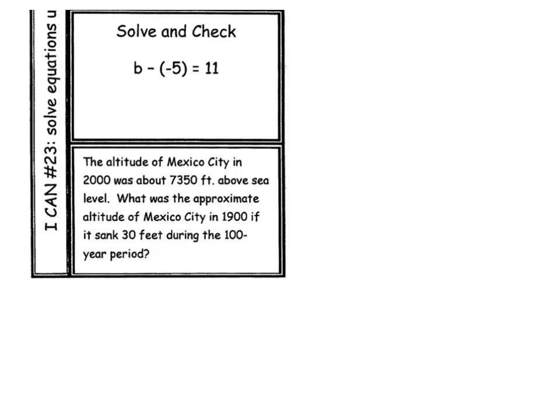Okay, on to a toughie. Solve and check. B minus negative 5 equals 11. I would work on this one in a group.